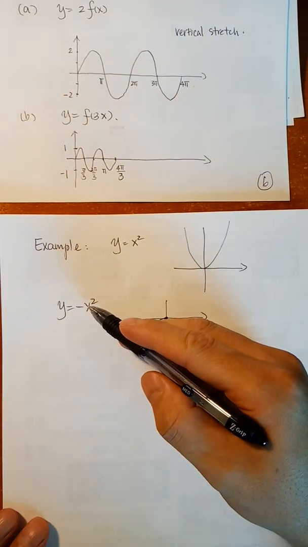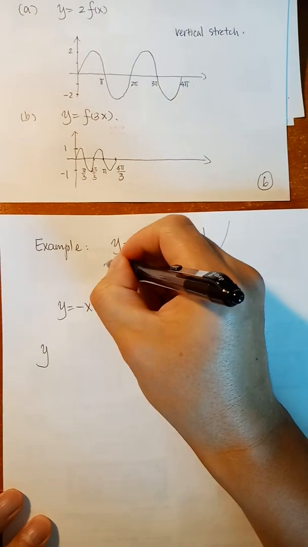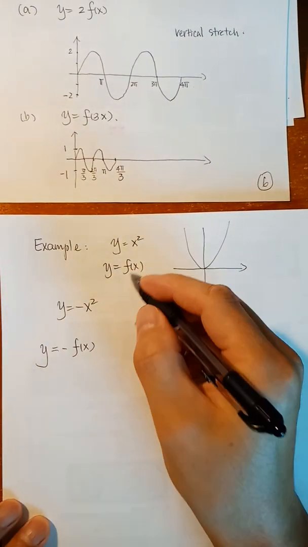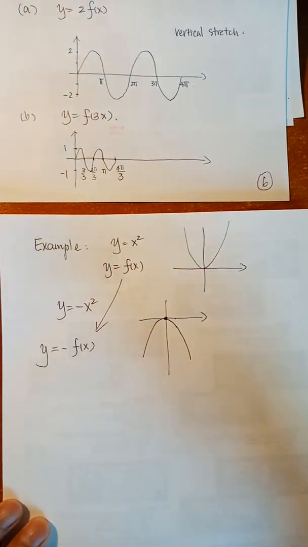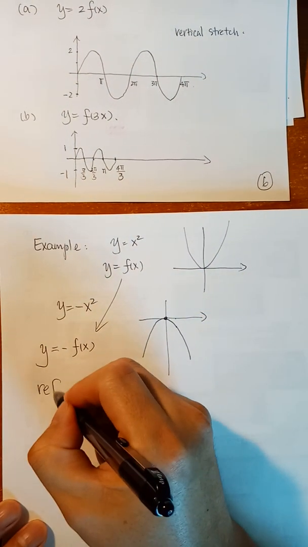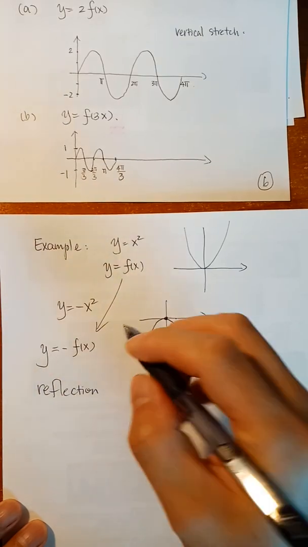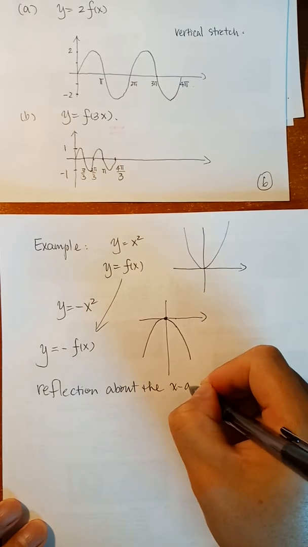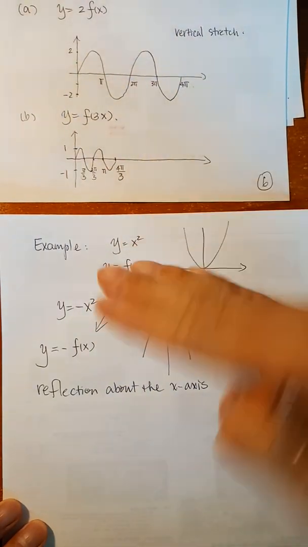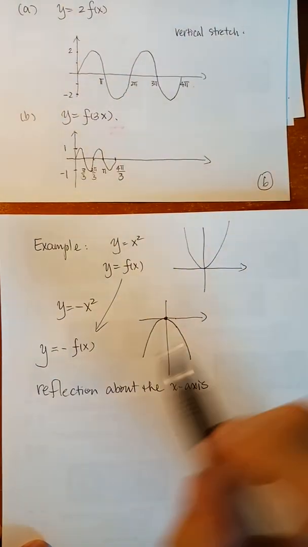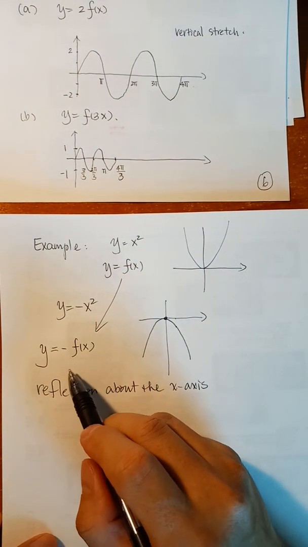So the negative of the function is the so-called reflection about the x-axis, or vertical reflection. The reflection about the x-axis. So you flip it down. So the reflection about the x-axis is what you get if you directly have negative f(x).